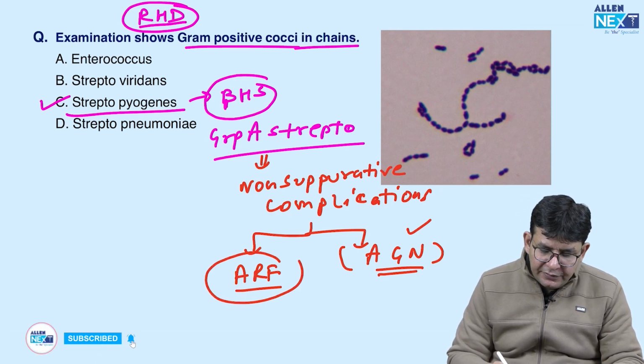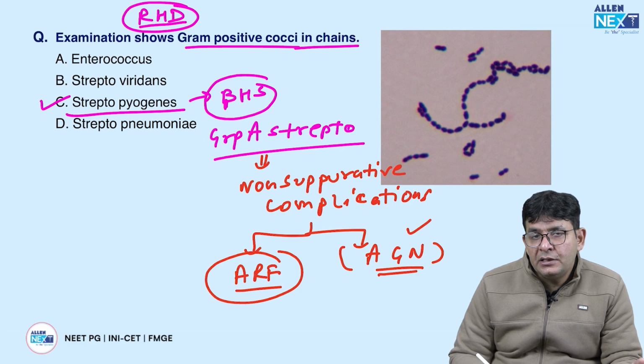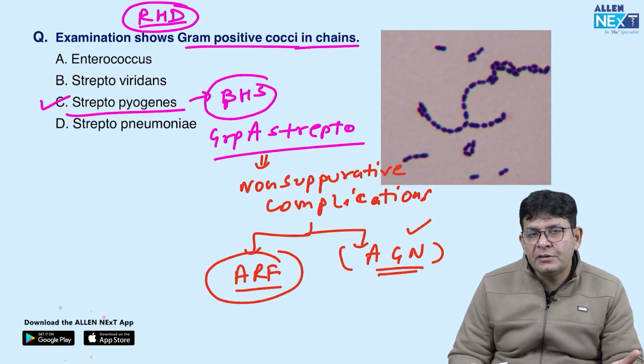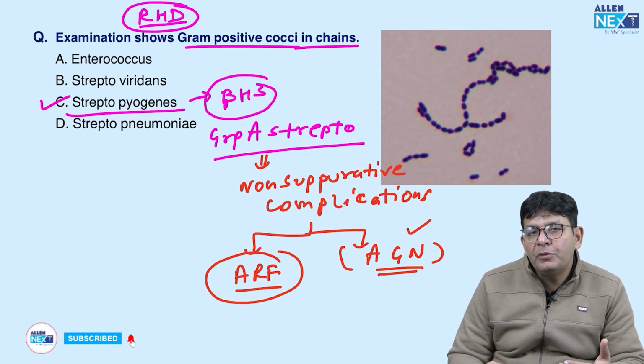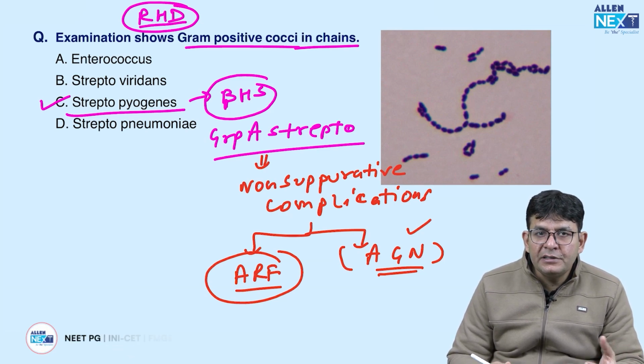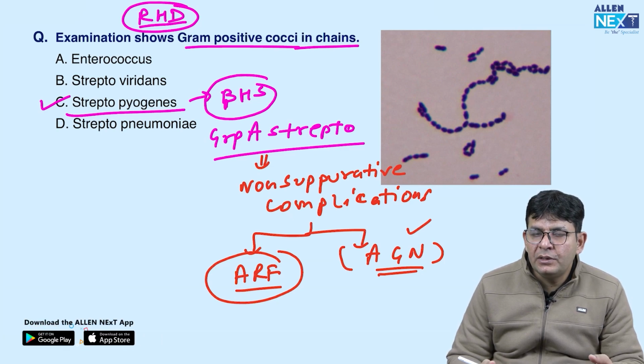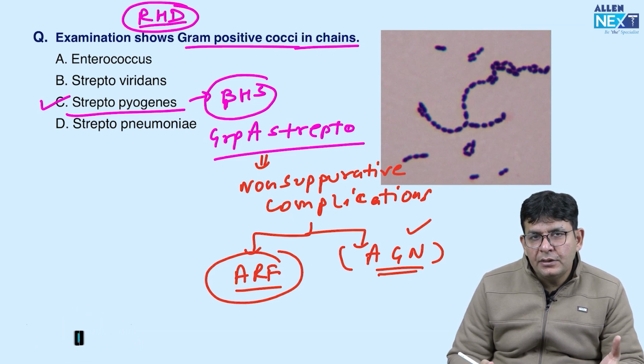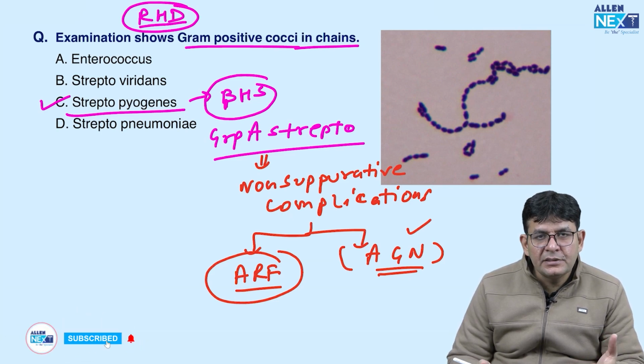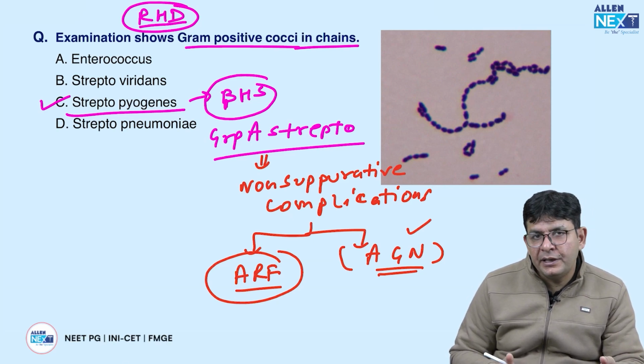Okay, and this ARF, if there's no carditis, still you have to give prophylaxis, and that can vary from 5 years up to 21 years of age. And if it is carditis, then up to 10 years you have to give the prophylaxis of penicillin, or up to 21 years of age. And if it is confirmed on echocardiography that there is valve involvement, then you have to give 10 years prophylaxis, and up to 40 years of age.